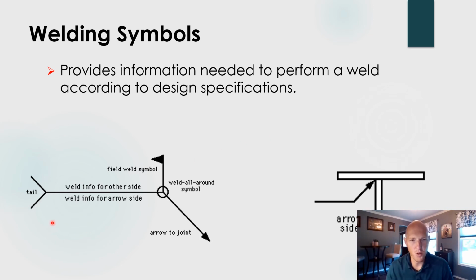So when it comes to a welding symbol, it looks like an arrow, maybe like a bent arrow. It may have a flag on top. That's a field weld symbol, meaning that the welding is actually going to be done out in the field and not in a factory. And then the tail may include some additional information. The top side of the welding symbol is going to have information for the opposite side of the arrow, and the bottom note is going to be for the arrow side.